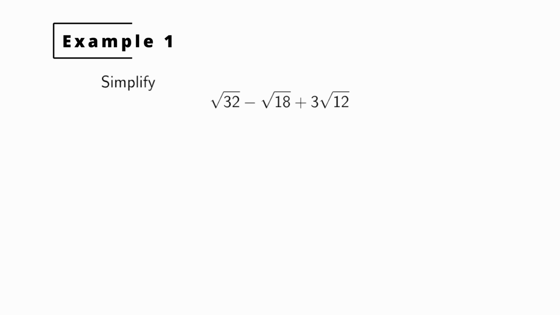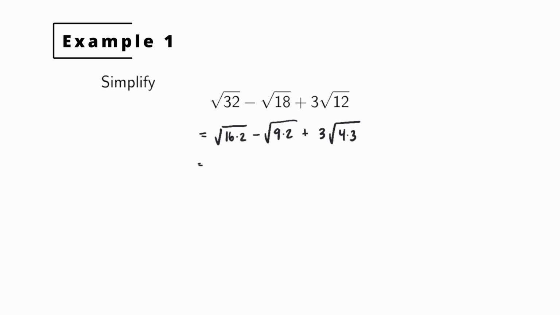We start with this example. The first step we must do here is simplify each radical expression. So 32 can be written as a perfect square, 16 times 2. 18 is also a perfect square times 2, it's 9 times 2. And for the final one, the square root of 12 is 4 times 3. Okay, so I factored each number so that you can see the perfect square in its factors. And then you simplify by pulling out that perfect square.